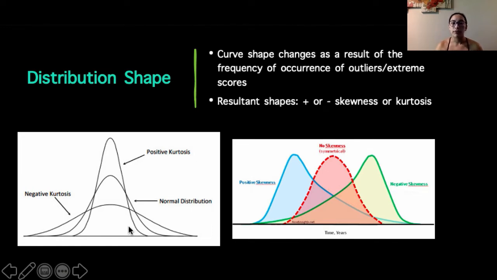Now, this shape can be affected by several different factors. Usually, when we talk about distribution shape, we're looking for outliers to see if they've impacted the shape in any kind of way. So curve shape changes as a result of those outliers or extreme scores, which is another way that I'll reference them in the lectures. And the resultant shapes can either be positive or negative skewness or kurtosis. We'll go into more of what these actually mean in the next lecture, but I still wanted to mention them because we'll talk about how the measures of central tendency relate to these things.